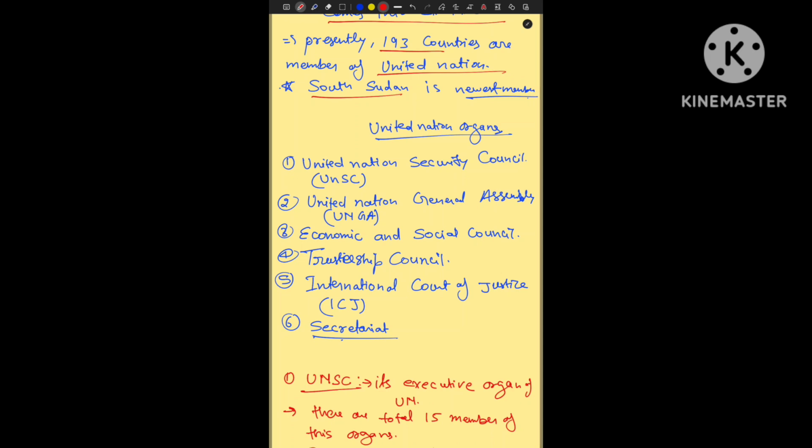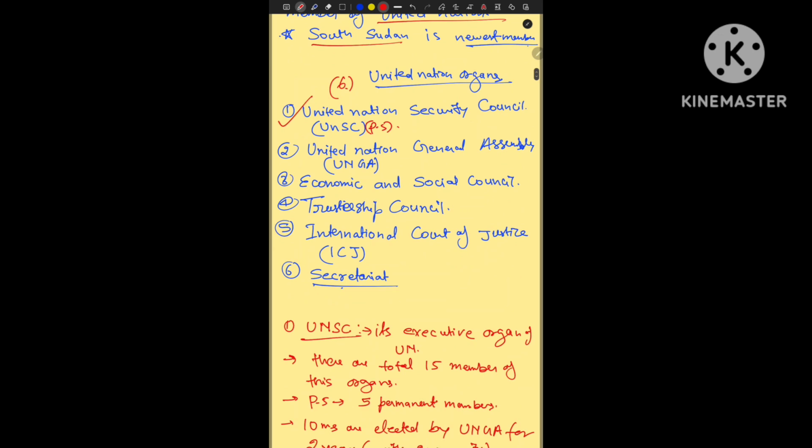There are six important organs of the United Nations. All the functions of the United Nations go through these organs, which deal with the important matters of the world. The first one is the United Nations Security Council. As you might have heard, there are P5 members here, which we will discuss later. In short, we will call it UNSC.